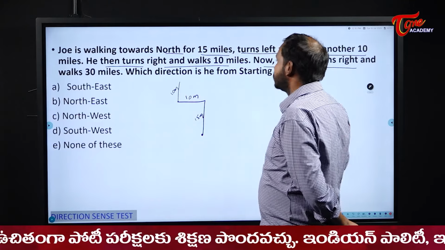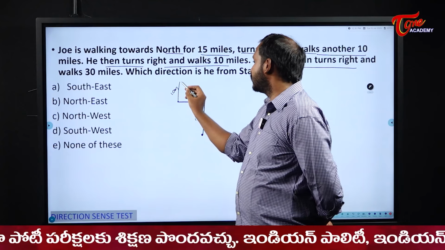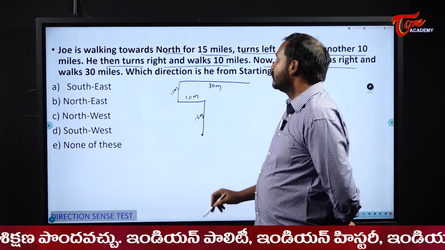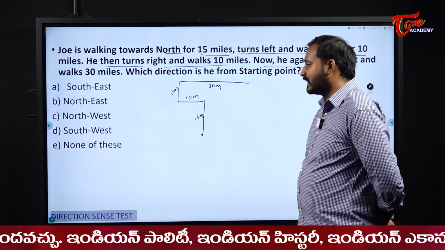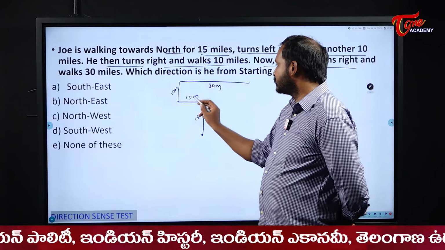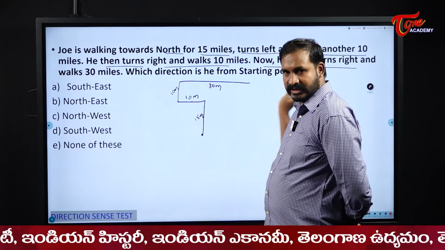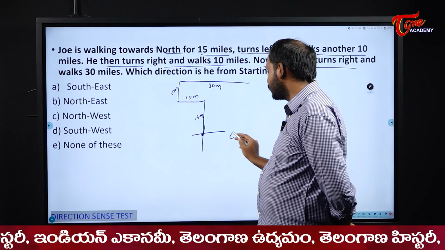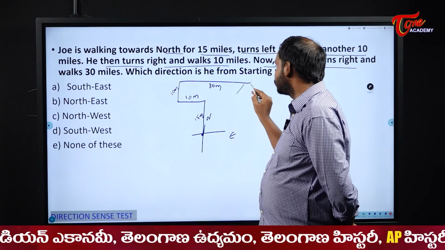Now he again turns right and walks 30 miles. Which direction is he from the starting point? Now see here, students, this is 10 and this is 30 means obviously we will cross this straight line path, right? So this is the starting point. This is east and this is north. So this is his final position.